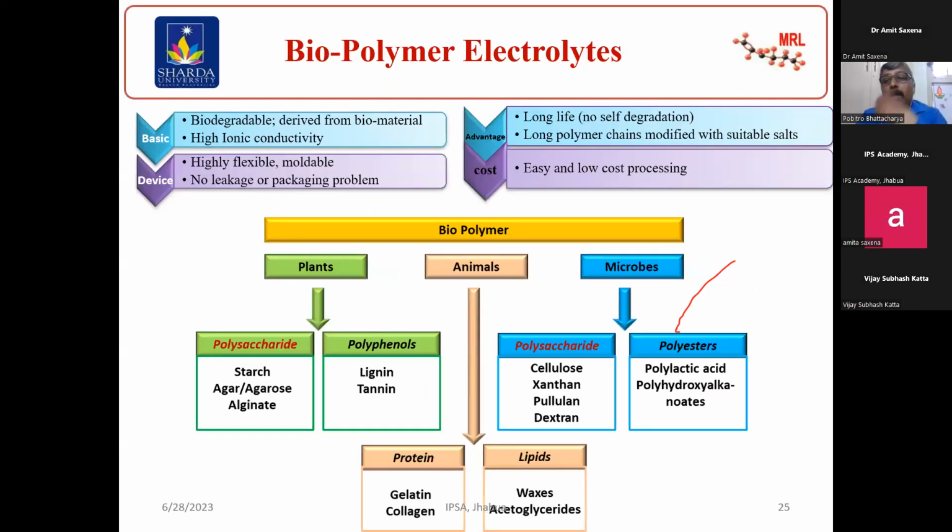Now, when we talk about polymers, people often comment that these are very hazardous. We often shout that polymer, no plastic, no plastic. So one can look at the biopolymers also. Biopolymers can be derived from plants, animals, microbes. Accordingly, they are named. Their nature is also different, and they can also be made to conduct via ions.